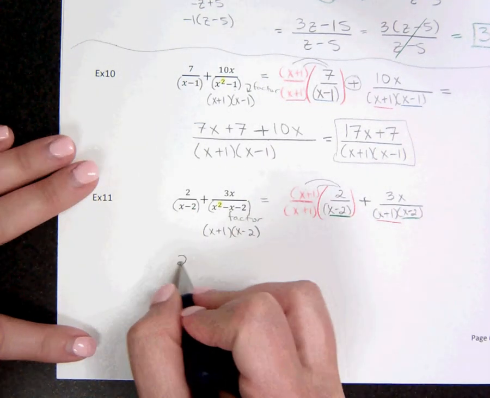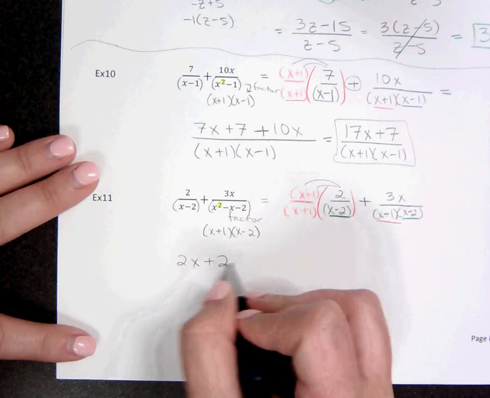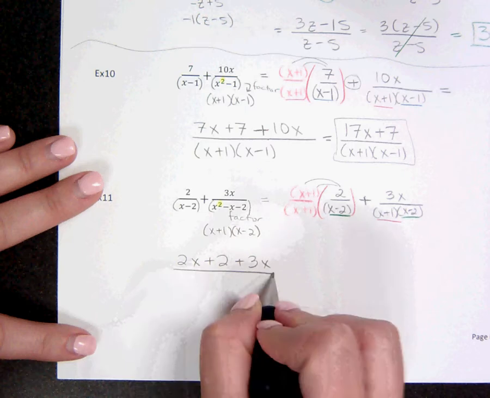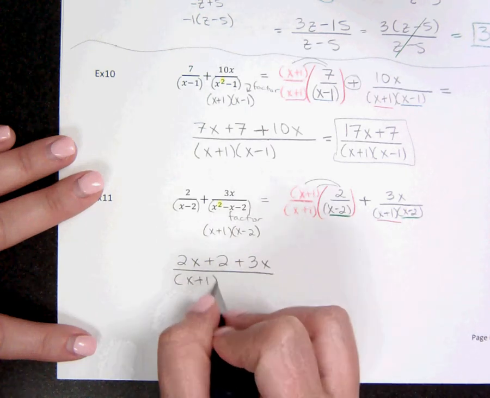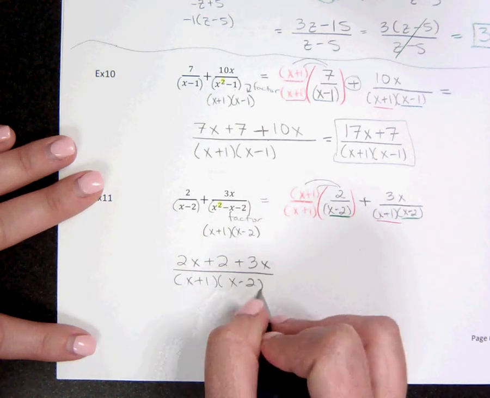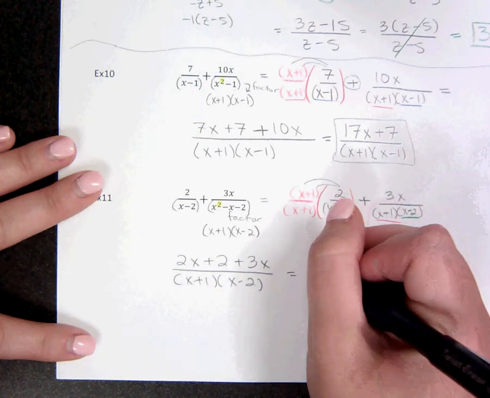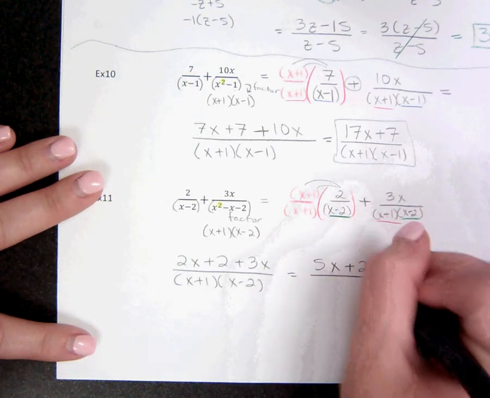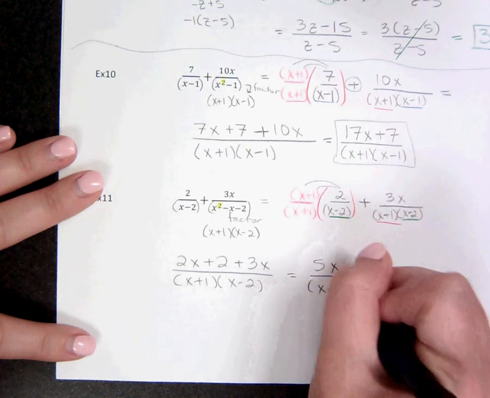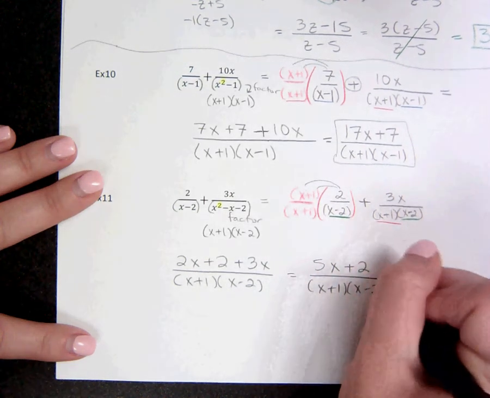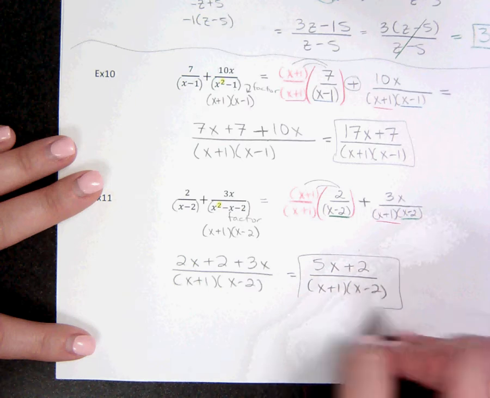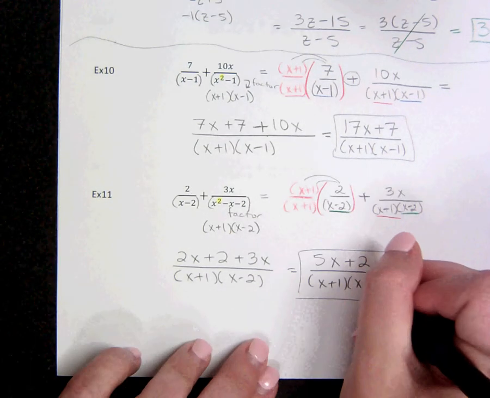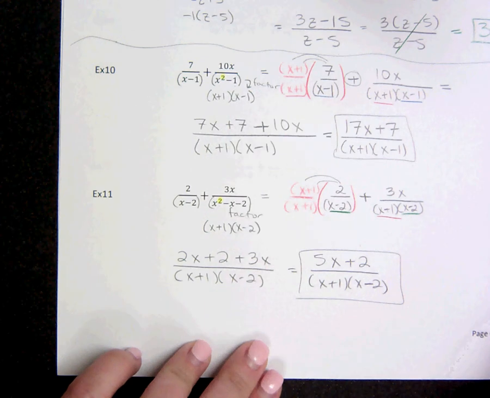So you should get 2x plus 2 plus 3x, putting all the numerators together, over the common denominator, x plus 1, x minus 2. That's going to give us a final answer of 5x plus 2 over x plus 1, x minus 2. And I'm going to pause there, and I'll record those last few examples in a separate video.